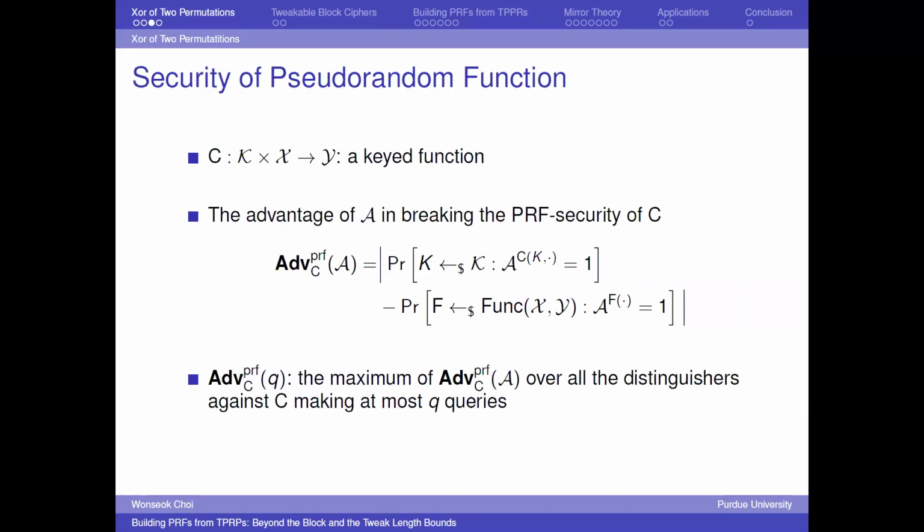So what is a secure pseudo-random function? Let me first define this before going further. Let's say C is our dream construction.